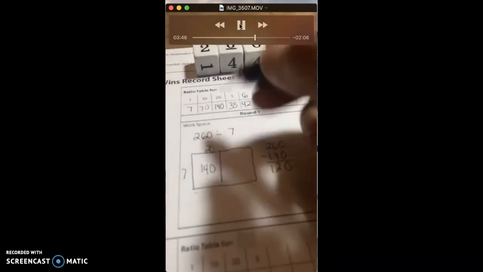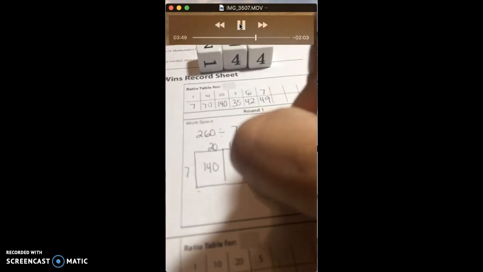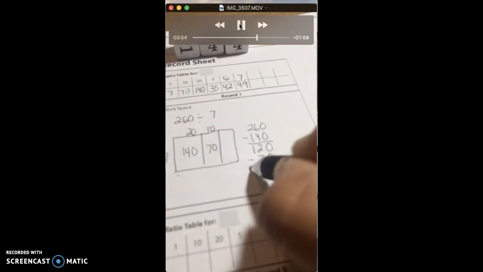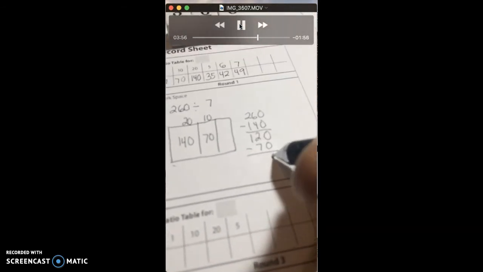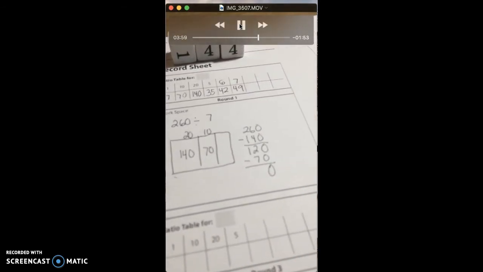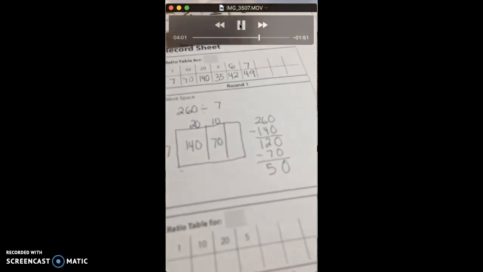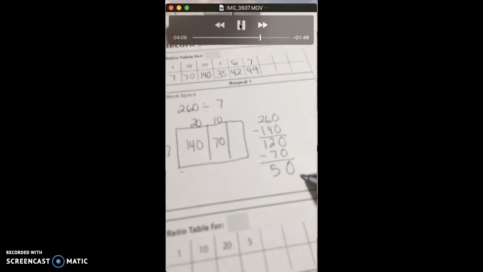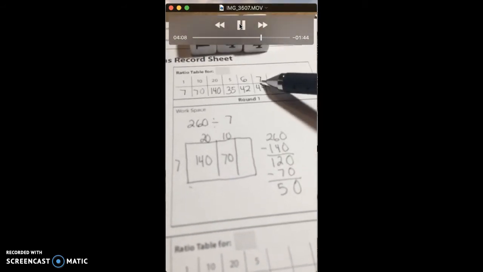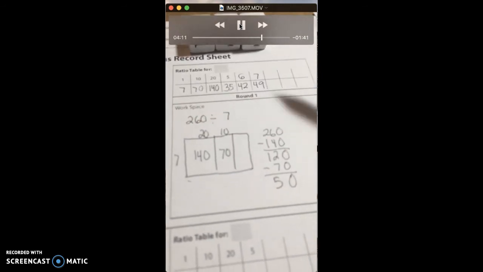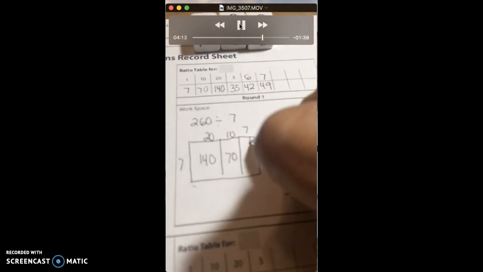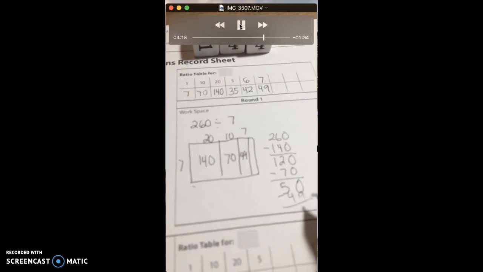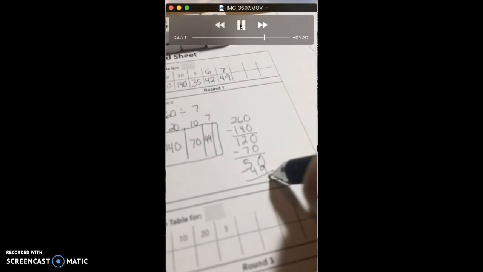So I'm going to use 10 groups. 10 groups of 7 give me 70. I'm going to subtract 70 from my 120. 0 take away 0 is 0, and 12 take away 7 is 5. Okay. So how many groups of 7 fit into 50? I can see that 7 groups of 7 give me 49. So I'm going to put 7 groups of 7 give me 49. I subtract 49 away from 50, and my remainder is 1.